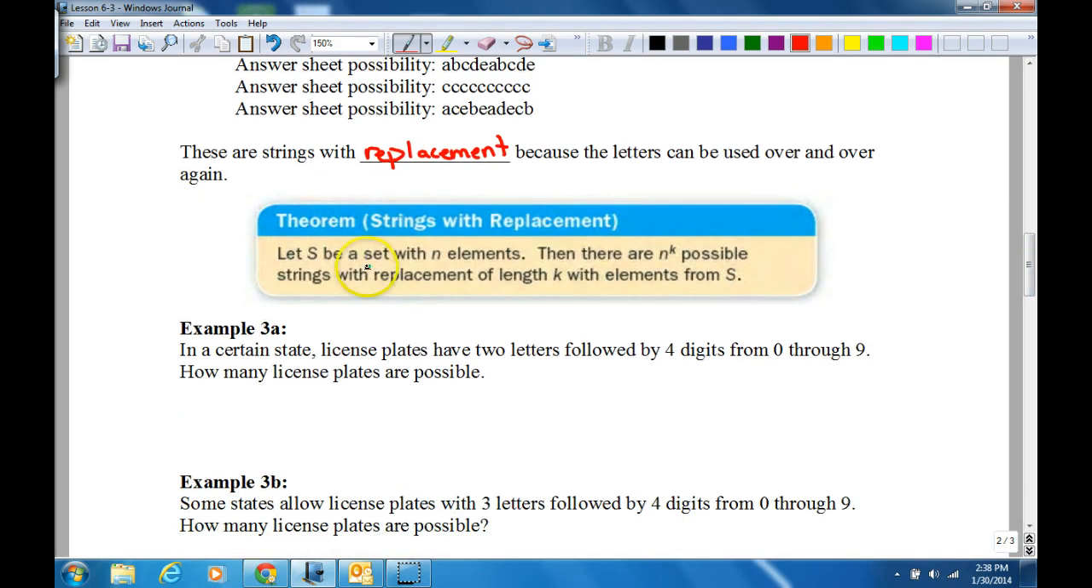Let S be a set of n elements. Then there are n to the k possible strings with replacement of length k with elements of S. That's what we've been doing all up to here, okay? So, here's a different one, though. This is a little bit different.